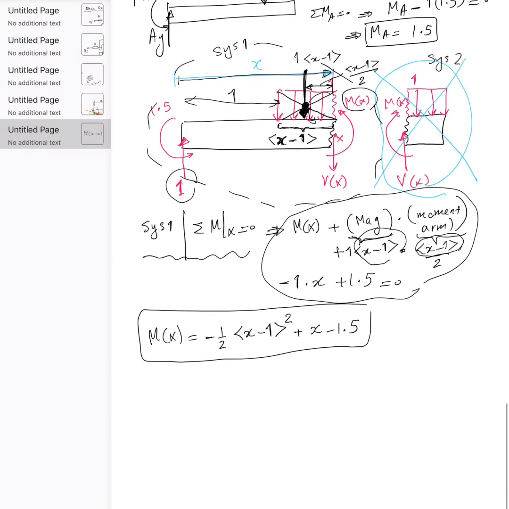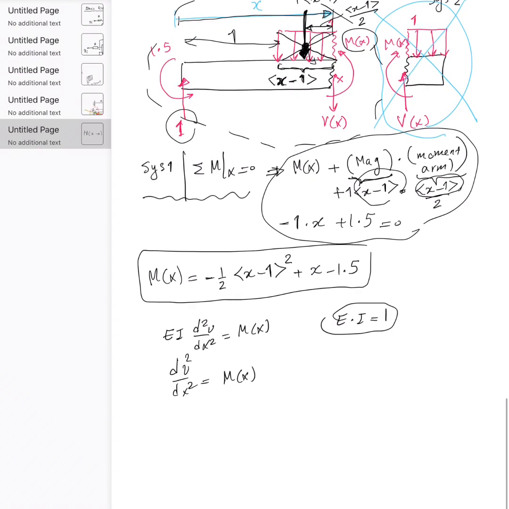Now I want to find deflection. So what should I do? Well, the relation for deflection was EI times second derivative of deflection is equal to M of x. Now again, assume EI is 1. Right? Then you get the second derivative of v is equal to M of x. Plug M of x, double integrate, apply constant of integration, and then you get your equation of deflection of the neutral axis. Right? So the second derivative, let's do that.